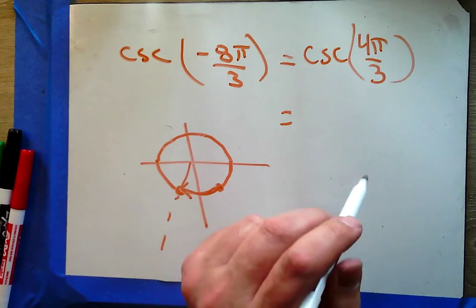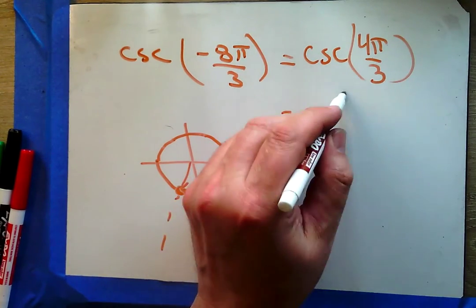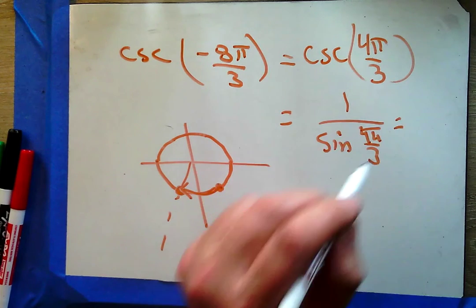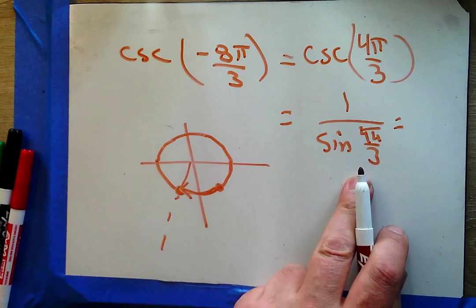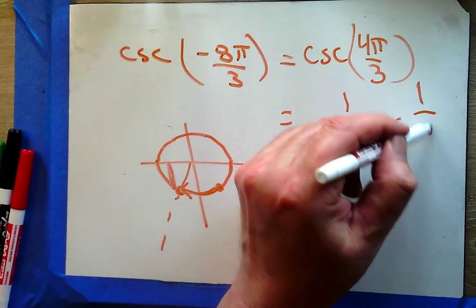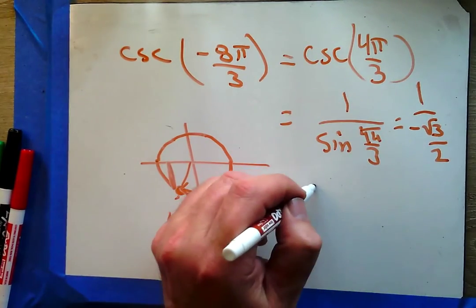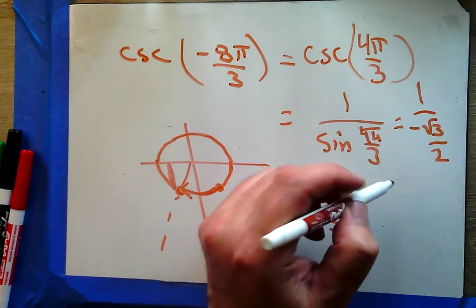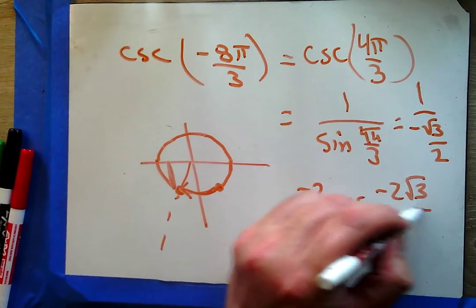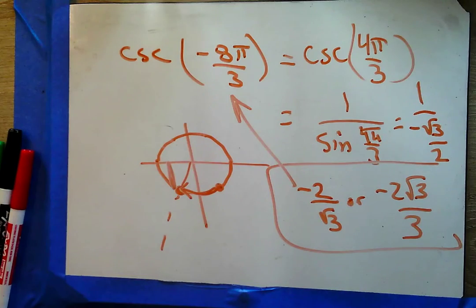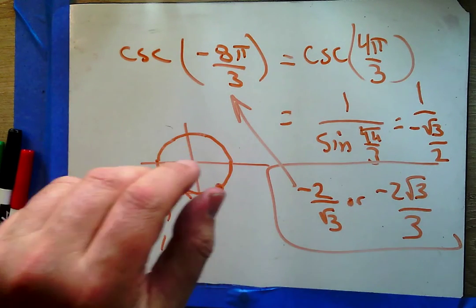And you'll know that to be the reciprocal, 1 over sine 4 pi over 3. What is the sine of 4 pi over 3? Well, the y value there is negative root 3 over 2. So I would expect negative 2 over root 3, or the rationalized version, negative 2 root 3 over 3. These are my answers to this one, okay? And how about 1 or 2 more?